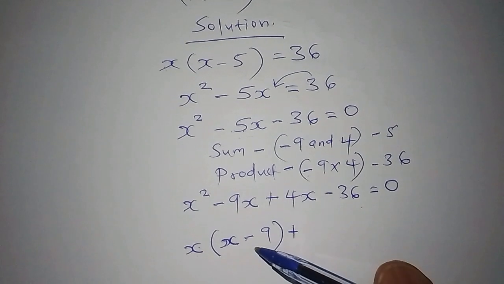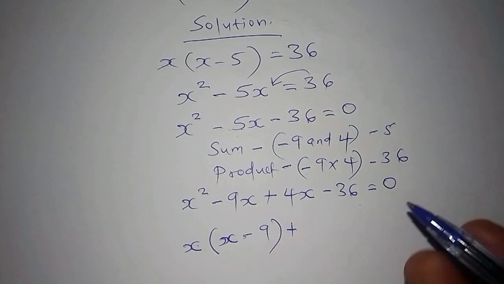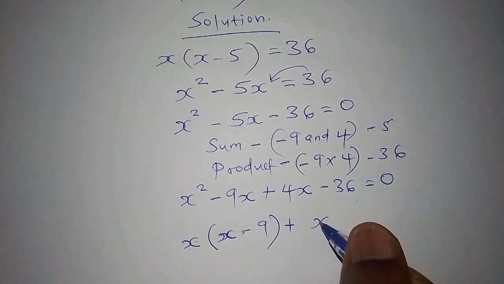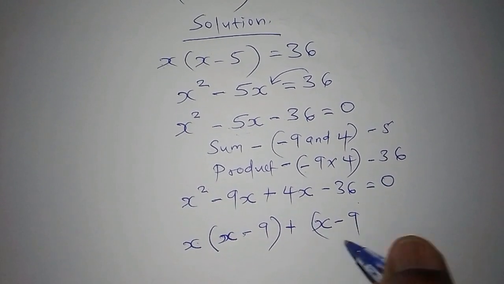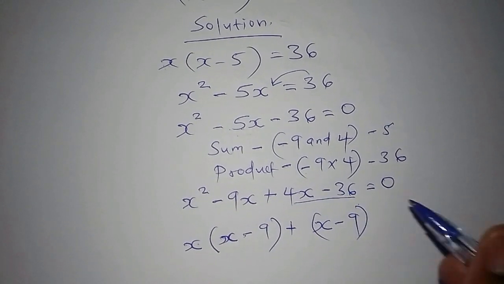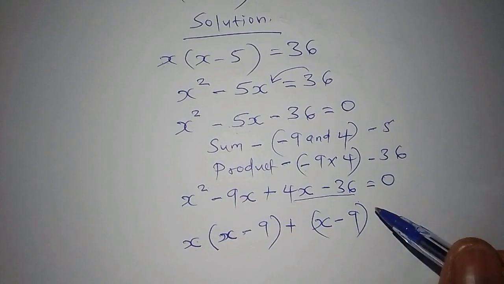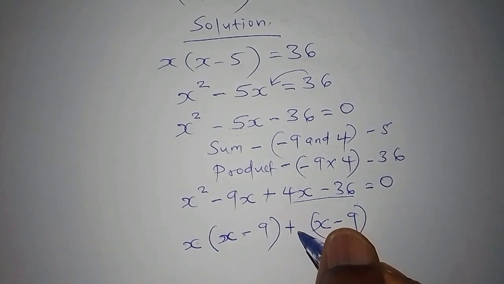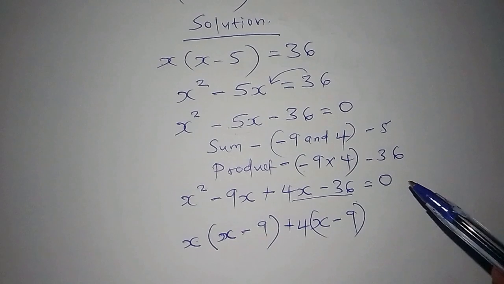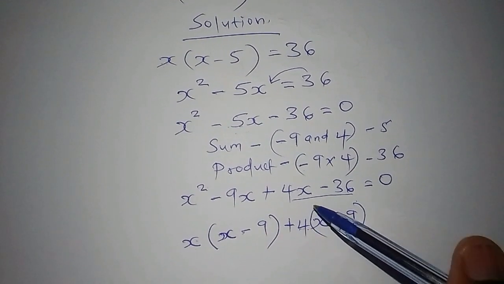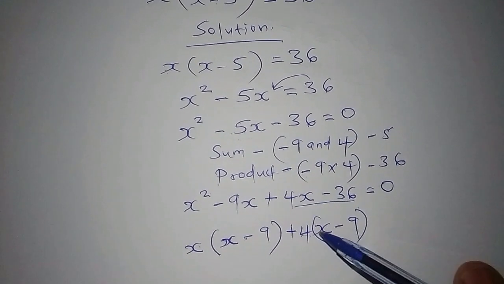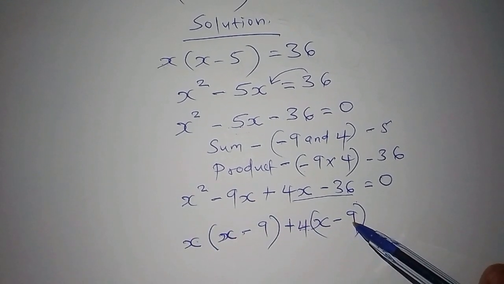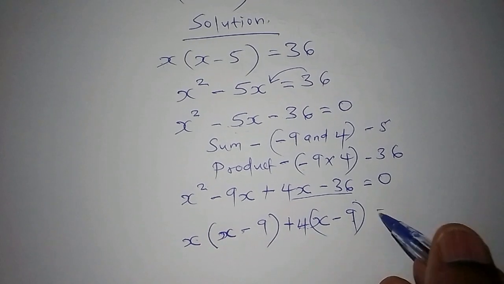So the number inside the bracket must be the same as x minus 9. So here we shall have the number inside the bracket the same, x minus 9. Then you close the bracket. Remember, we're working out this. So there we shall have 4, simply because 4 multiplied by x is 4x, then 4 multiplied by minus 9 is minus 36, is equals to 0.